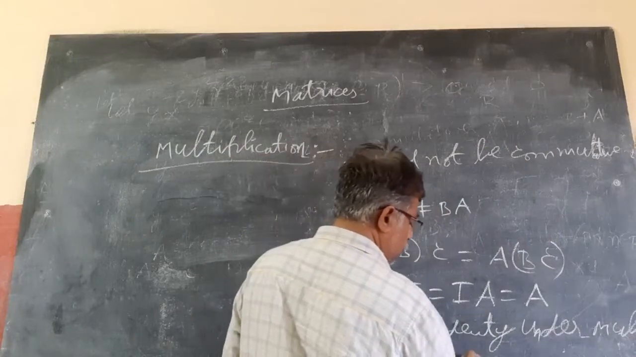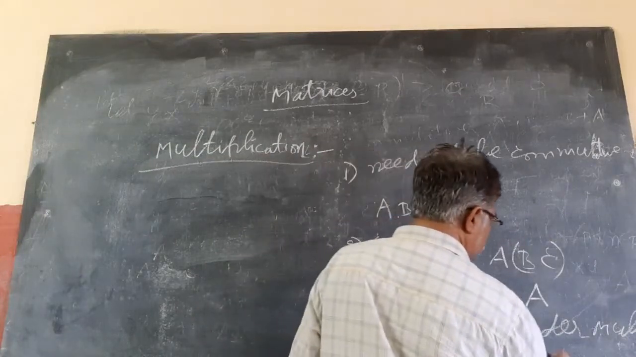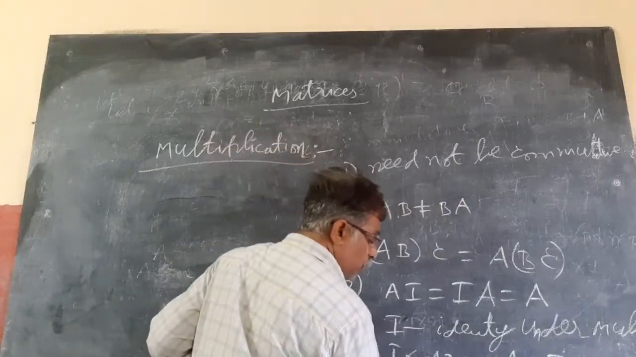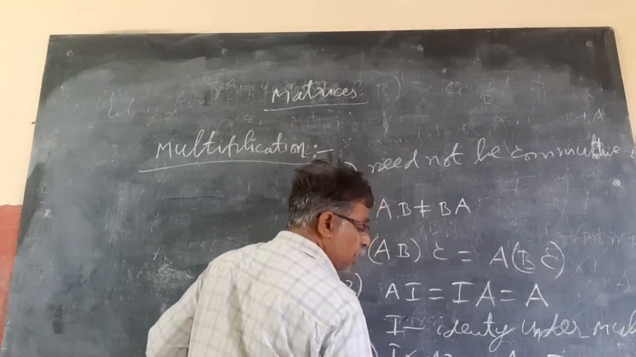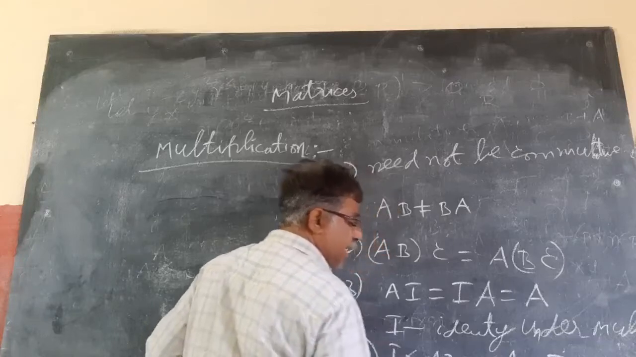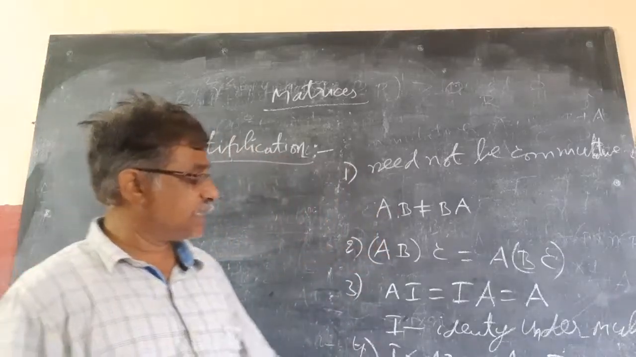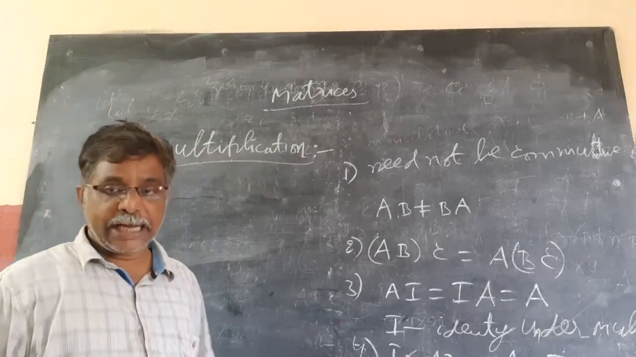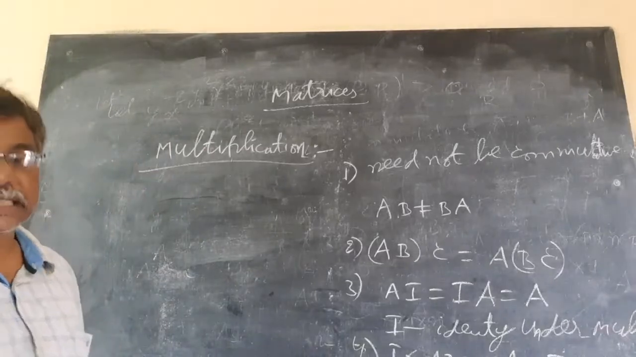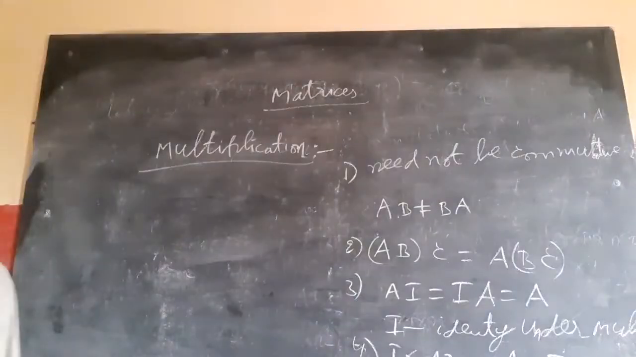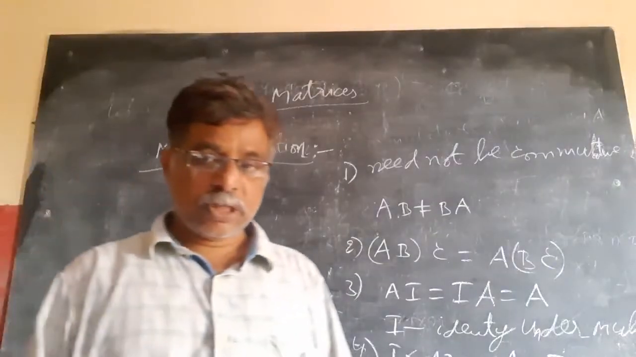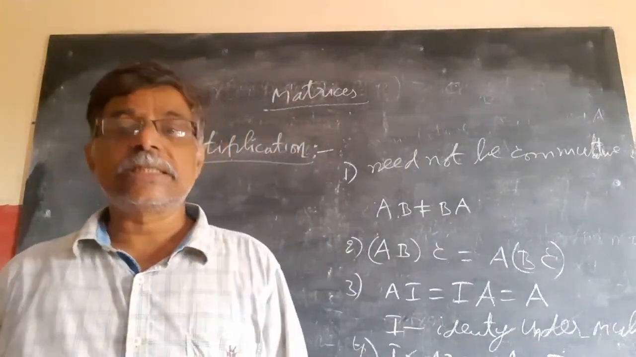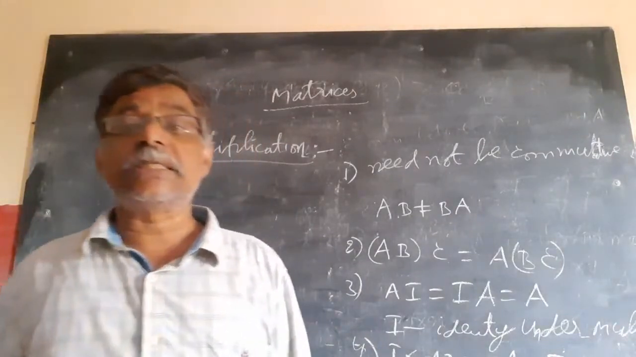Next, if AB equal to BA equal to identity, then I can say one is the inverse of the other. So AB equal to BA equal to I, then B equal to A inverse or A equal to B inverse. We can say one is the inverse of the other. Like this, we can discuss the multiplication properties. Remaining concepts we will discuss in the next class.